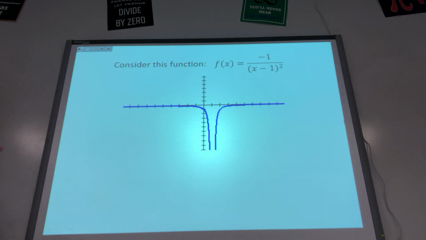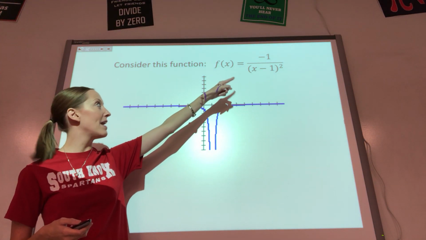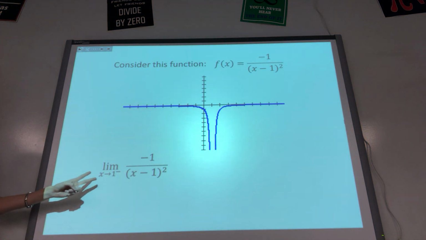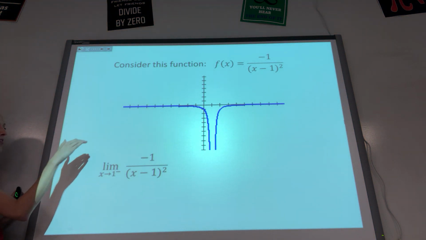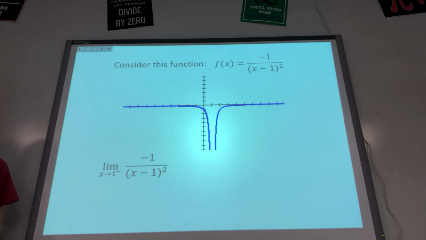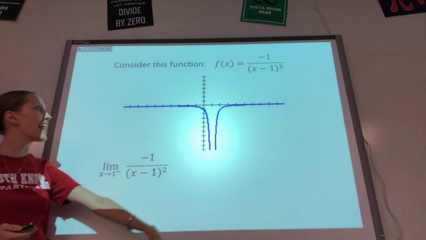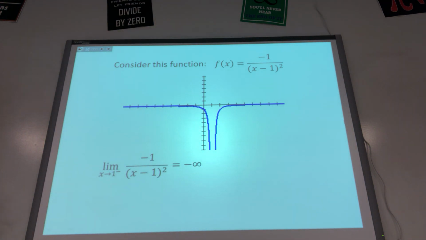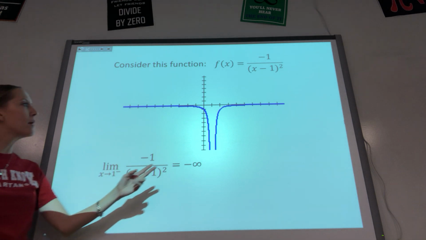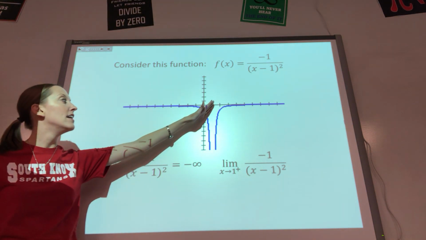So I'm going to do those 3 limits again, but the value that I'm approaching this time is the value that would make that bottom equal 0, which is 1. If you try to find the limit as x approaches 1 from the left, what would we be approaching as we get closer to 1 from the left? Negative infinity, because it's shooting down. Okay, now what about as you approach 1 from the right, what would your limit be?